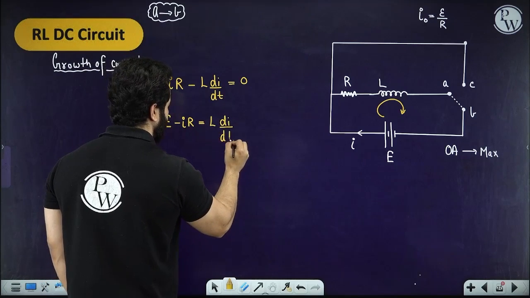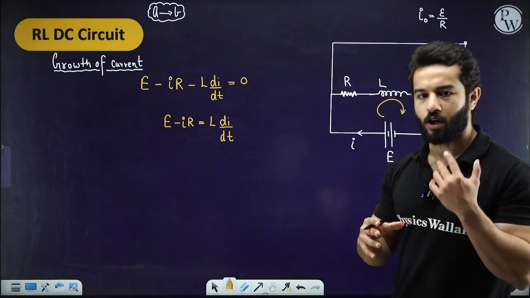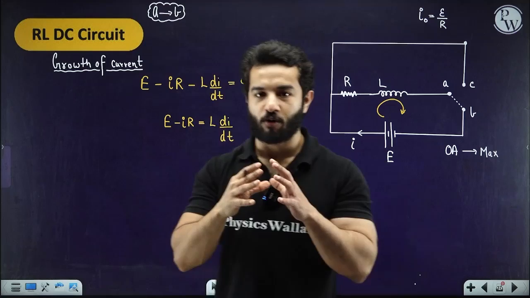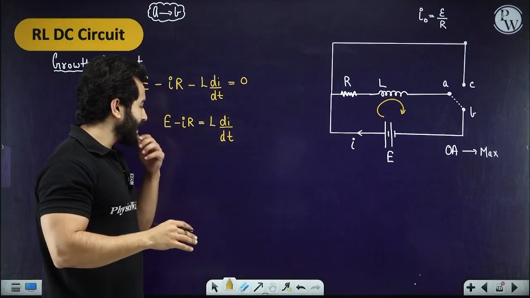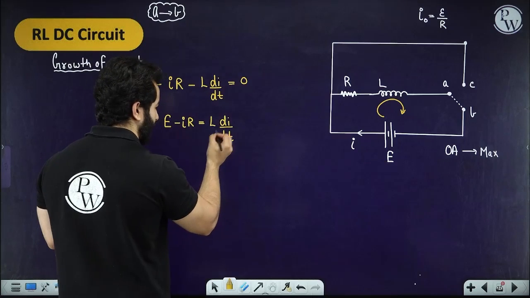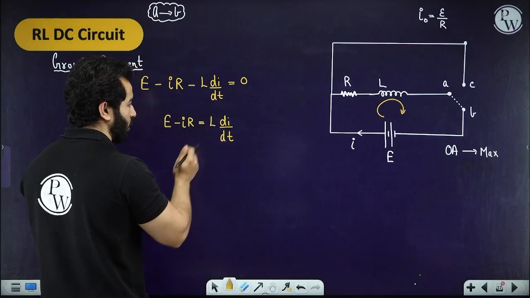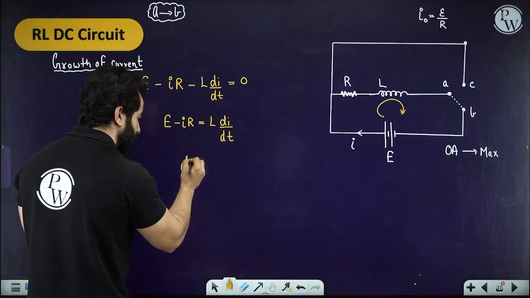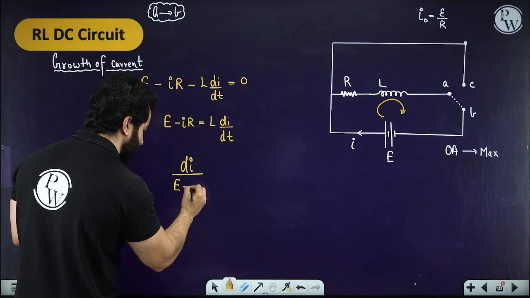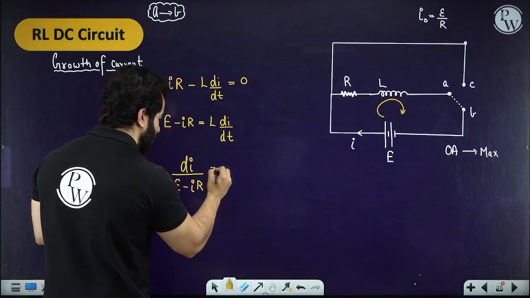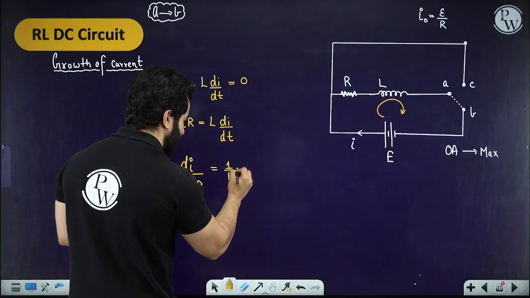Of course, all of these types of derivations require some knowledge of integration, some knowledge of how to integrate by separating the variables, okay? But still I'll explain it to you. What we can actually do is move the variables to one side. Let's write di over here, and in the denominator of di, let's write E minus IR, equals dt and L, so I've got 1 upon L times dt.